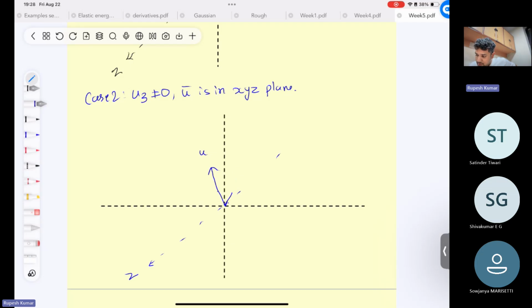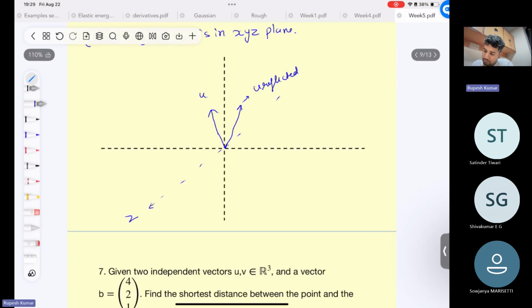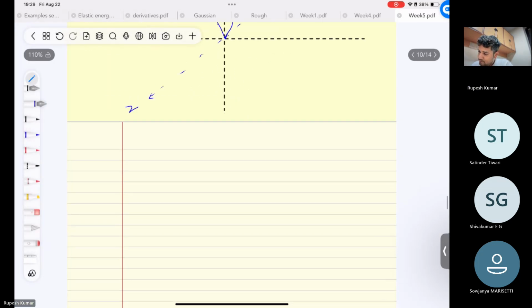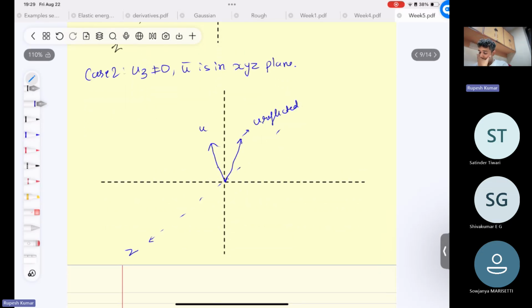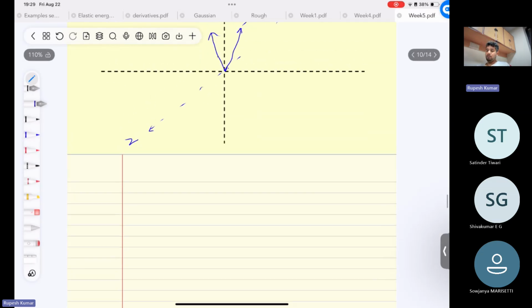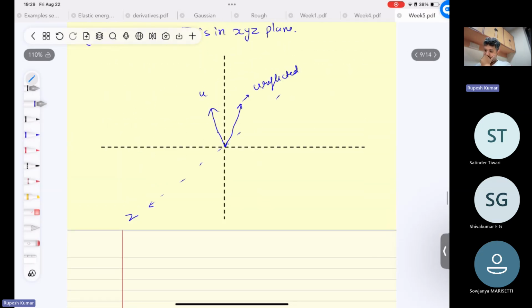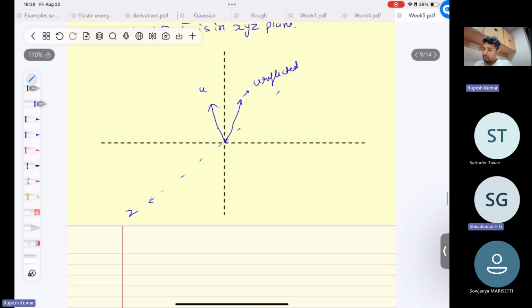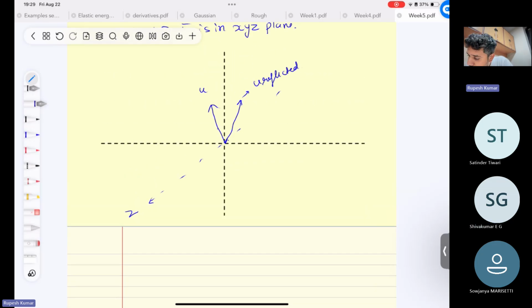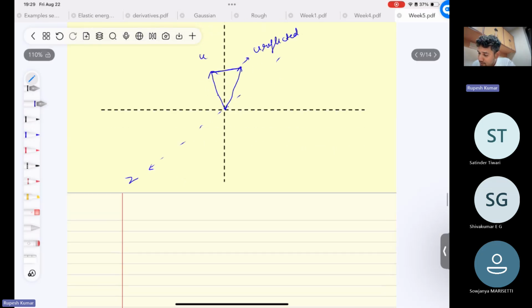So let me show how this looks. This will be u reflected. Fine, this will be u reflected, and let's see how to get to this answer. We all know that we have some orthogonal projection of this point. So let's draw this vector between u and u reflected.